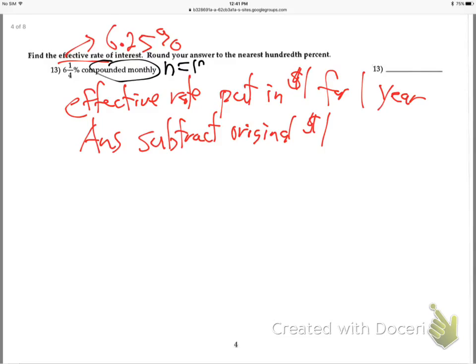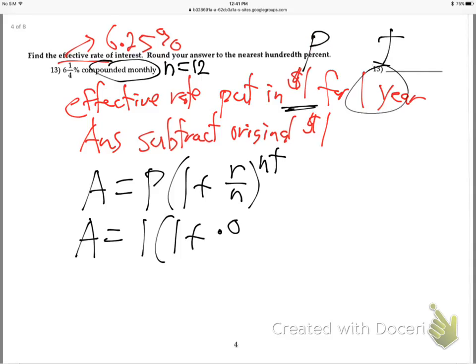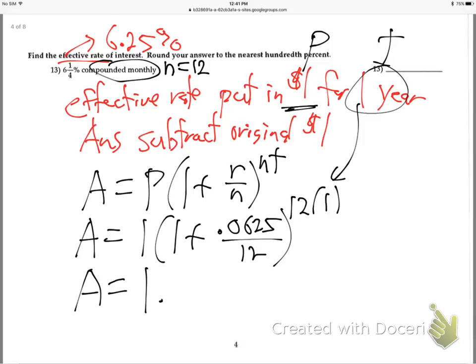So N is 12. I'm going to use A equals P times 1 plus R over N, to the NT. The amount will be $1. Put in a principal of $1, that's your P. 1 year, that's your time. Your rate is 0.0625. The N is 12, compounding 12 times a year, and T is 1. Hit the buttons on your calculator. Somebody got that? 1 point something or other.